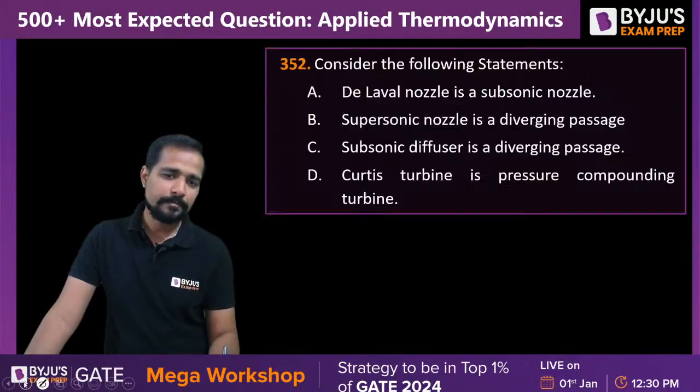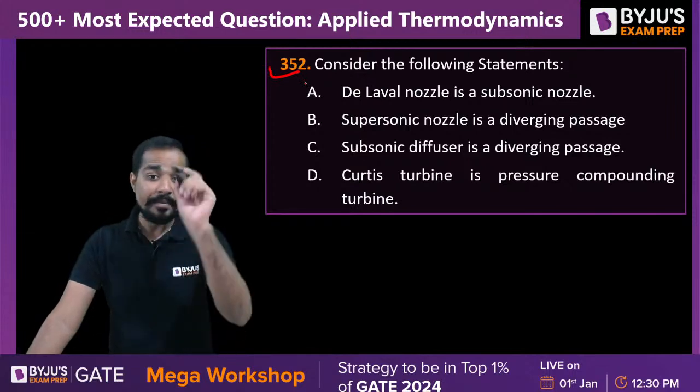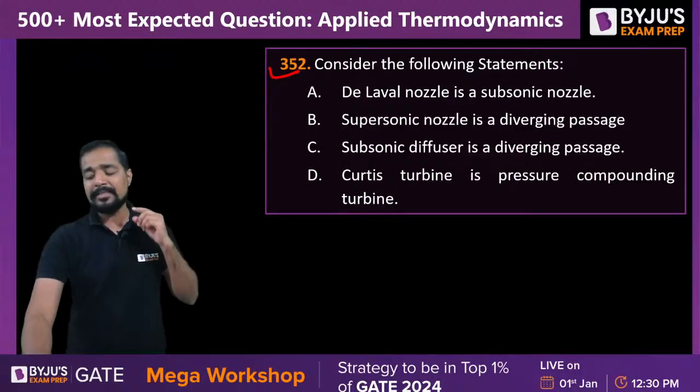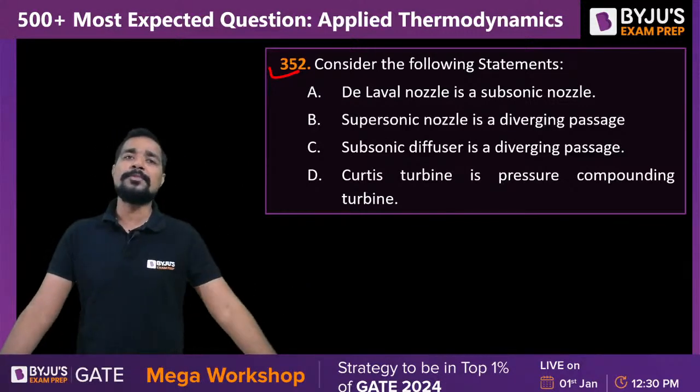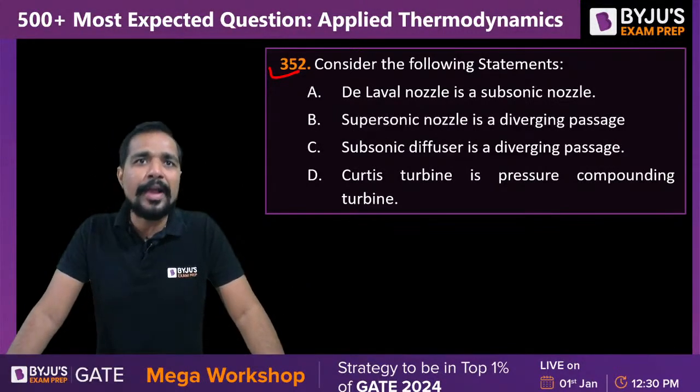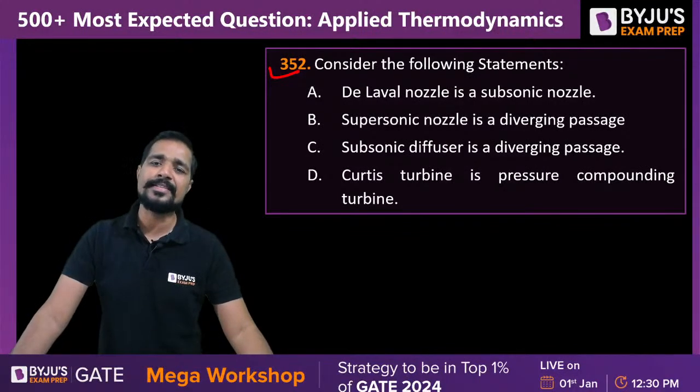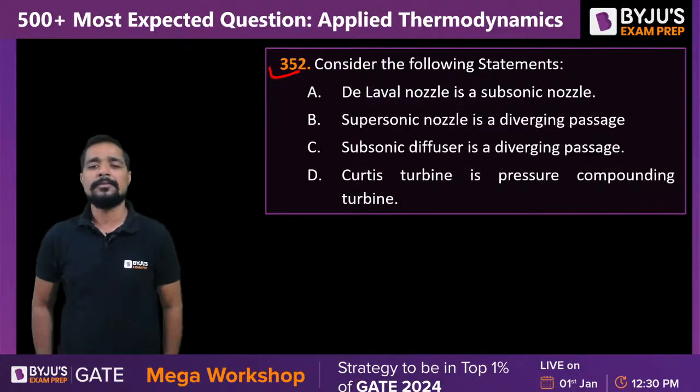Next. Question number 52. MSQ question is there, my dear. Power plant MSQ question. Consider the following statements from the MSQ. Nozzle, turbine, all the things are given here. Let's see how many of you are getting the correct answer.